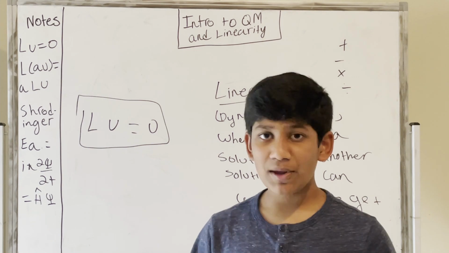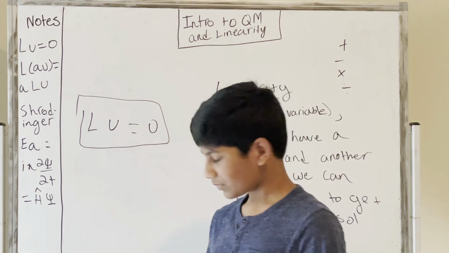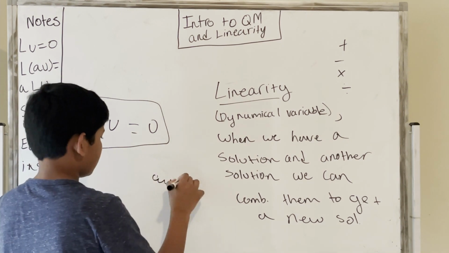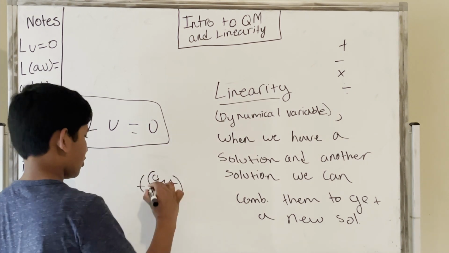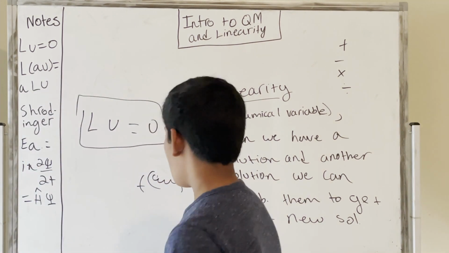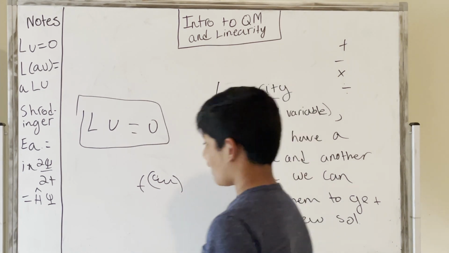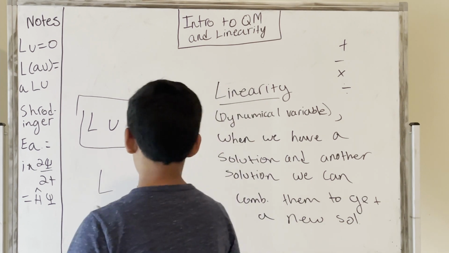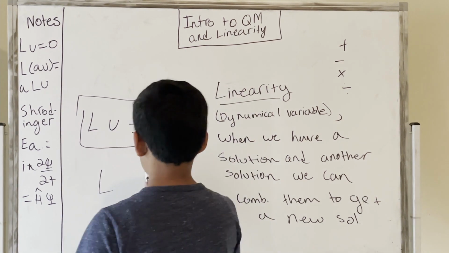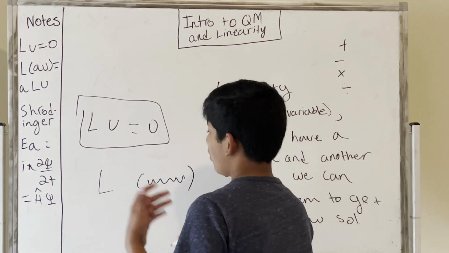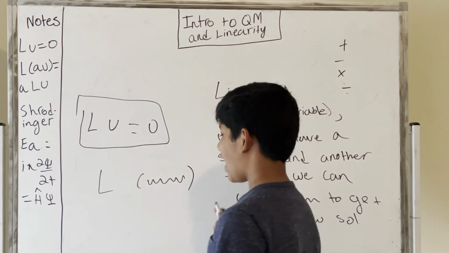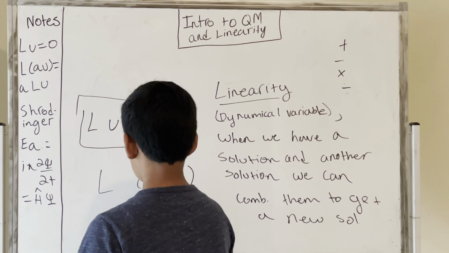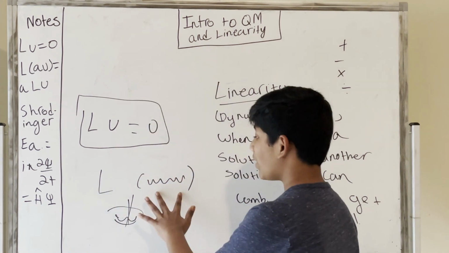So what does this linear operator do? Imagine we have a specific function. Let's say u equals f of something. What does a linear operator do? Let's say this variable is just something. When we multiply by the linear operator, we're just going to make this like this. It's different. As you see, we have something different.